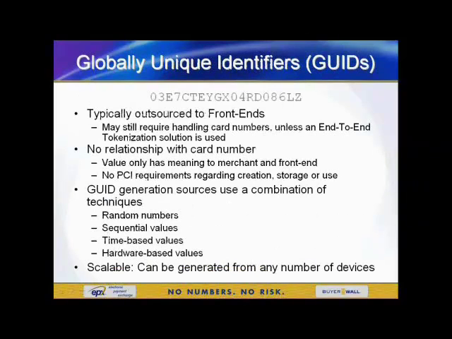The last type of tokens not related to card numbers are globally unique identifiers, or GUIDs. These types of tokens are typically outsourced to front ends or gateways, but again, to be completely effective, they too need to be outsourced to a processor with both front end and back end capabilities. GUIDs are not tied to a specific purpose. A GUID can be used to identify people, cars, transactions, anything. Cars have VINs, for instance, and people have Social Security numbers. There might be a lot of John Smiths, but a Social Security number refers to exactly one person.